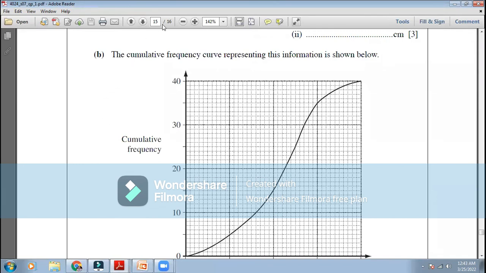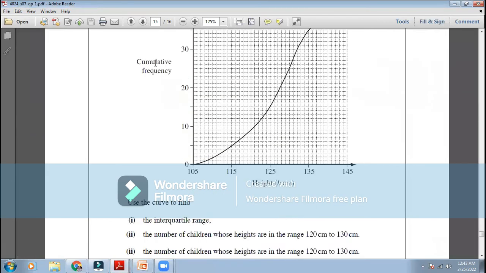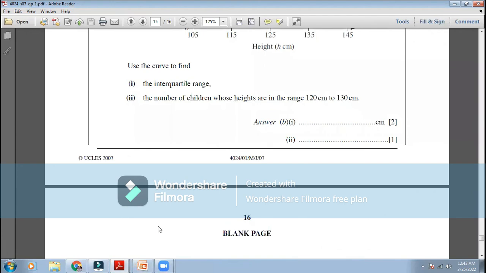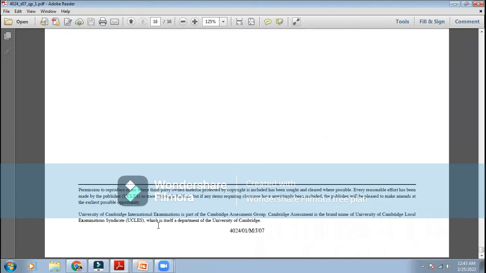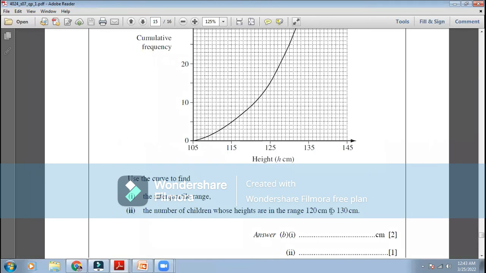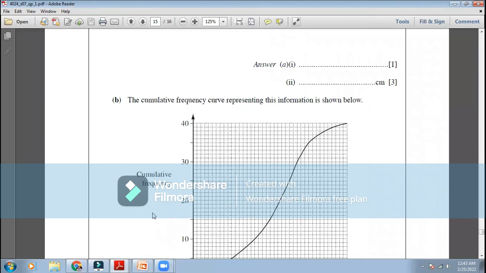Here we have the cumulative frequency curve representing the information shown below. Use the curve to find the interquartile range, and then he asks for the number of children whose heights are in the range of 120 centimeters to 130 centimeters. So from 120 to 130, the number of children, and the interquartile range.